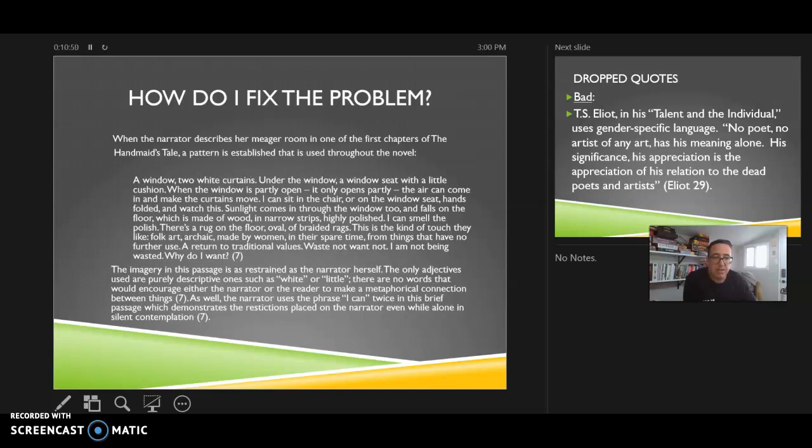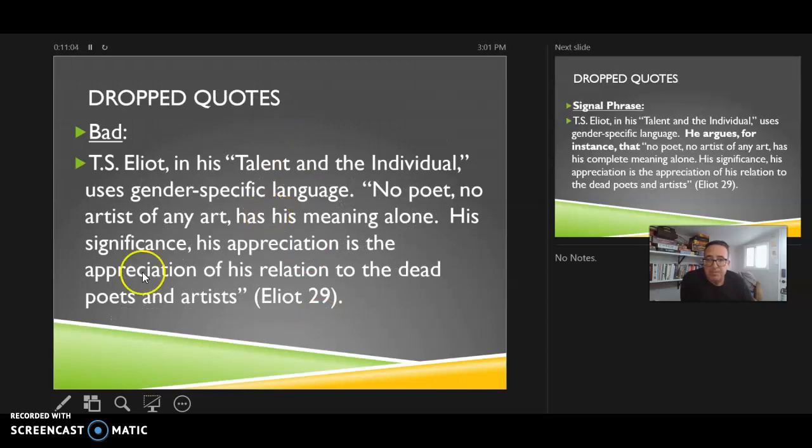They just, it looks, what's the word I'm looking for? It looks like you're trying to fill up your page with direct quotes from a text instead of doing the analysis that is really the important part. Okay, so let's look at a couple of examples.